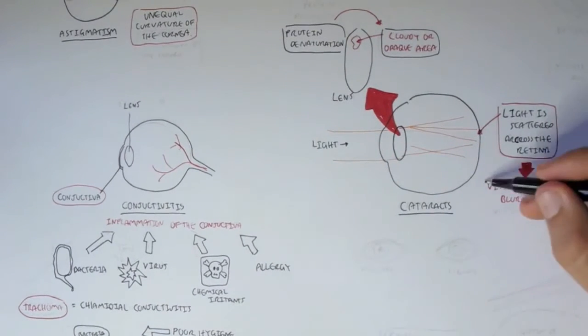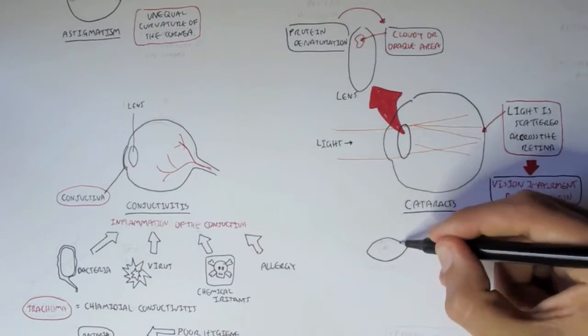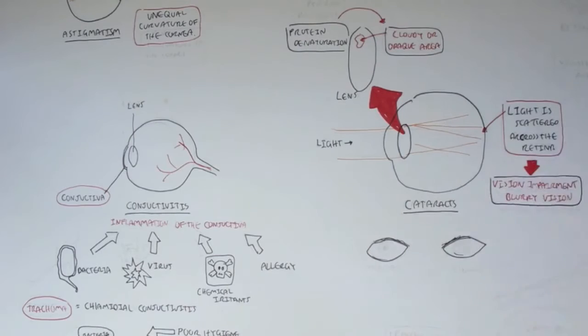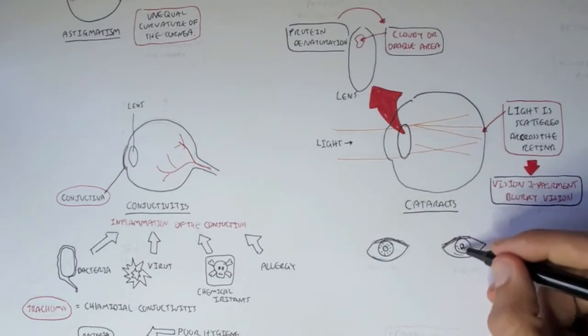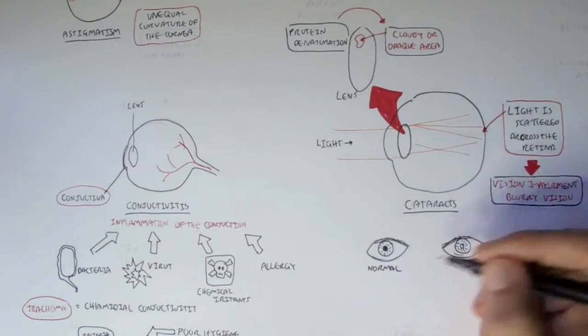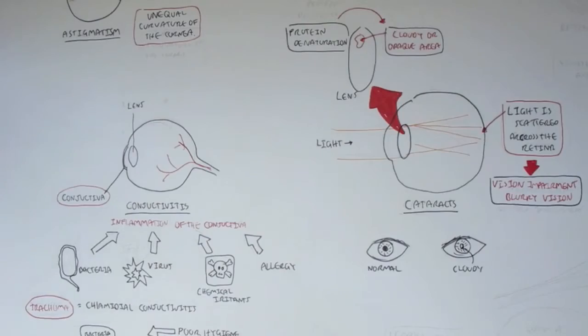Now the common feature of cataract, if we look at two eyes, one normal, one with cataracts. The normal eye will look like this. The pupil will be black. However, persons suffering from cataracts will have a cloudy pupil, so a grayish color.